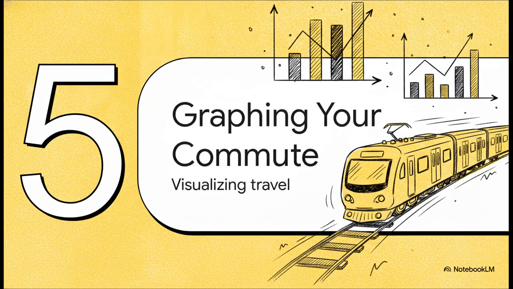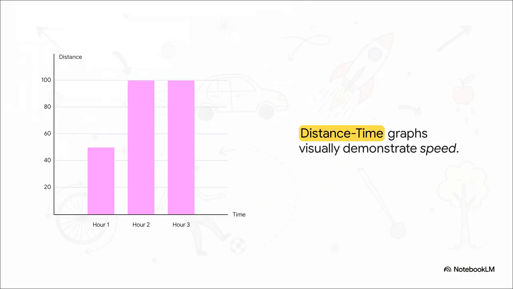Now for Section 5, graphing your daily commute, visualizing travel. Let's switch to a different mode of transport, like taking the train, and see how all this motion builds into visual data. If you really want to grasp motion, you've got to be able to visualize it. If we plot the distance a train covers over a few hours on a distance time graph, we can instantly, visually grasp how fast it's progressing toward its destination.